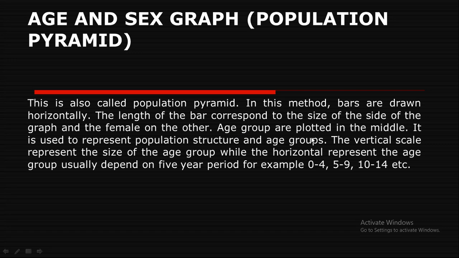The vertical scale represents the age group, while the horizontal scale represents the size of the group, usually dependent on a 5-year period, which for example can be 0 to 4, or 5 to 9, or 10 to 14. That is what we can understand. There isn't a lot of explanation I can make on this. The advantage is that a number of you have had some experience with age and sex graphs. So let's move to the next one.